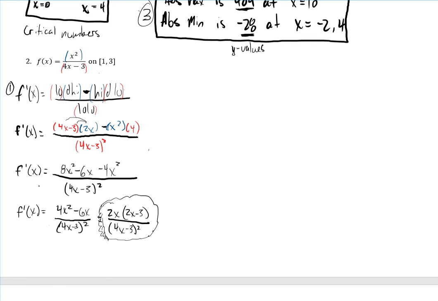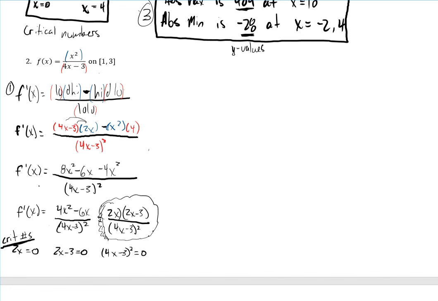Now I want my critical numbers, which means I'm going to set every part of my factors equal to 0. If it's a fraction or a rational function, you set every factor equal to 0 for the critical numbers. So we're going to do 2x equals 0, 2x minus 3 equals 0, and 4x minus 3 squared equals 0. So I want to do all of these for the critical numbers.